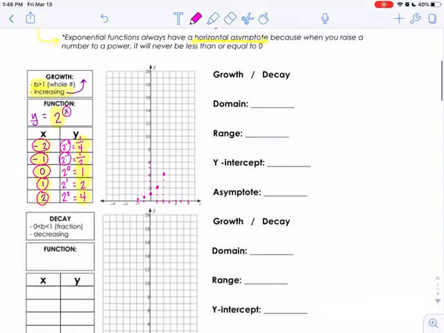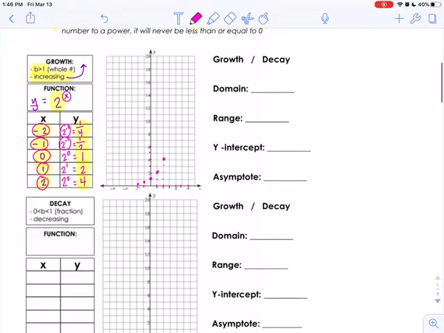So already you can see the curve of this graph. It looks like it's starting down low and it's going up. Up, up, up, up. And that's going to continue to grow. So this is an example of exponential growth. It's getting bigger and bigger and bigger. And it's going up, it's increasing. So to answer these questions, we can say it's exponential growth.